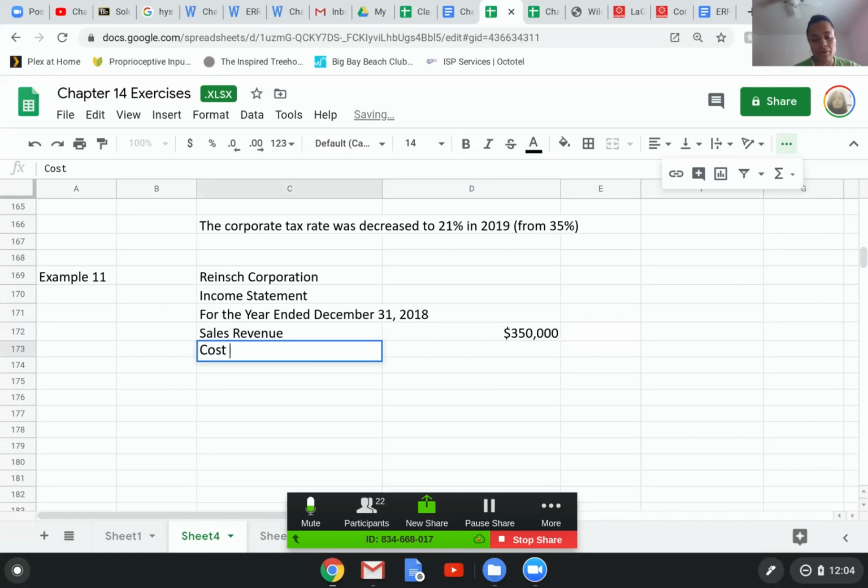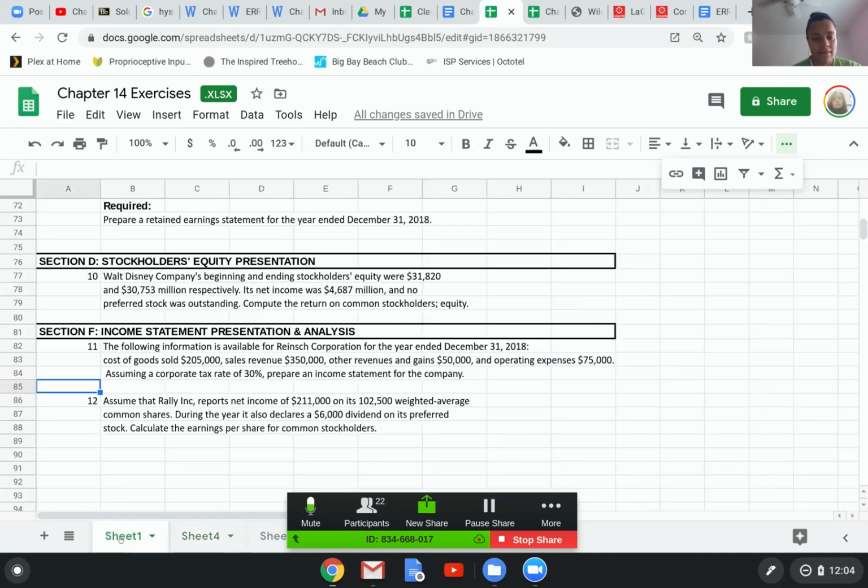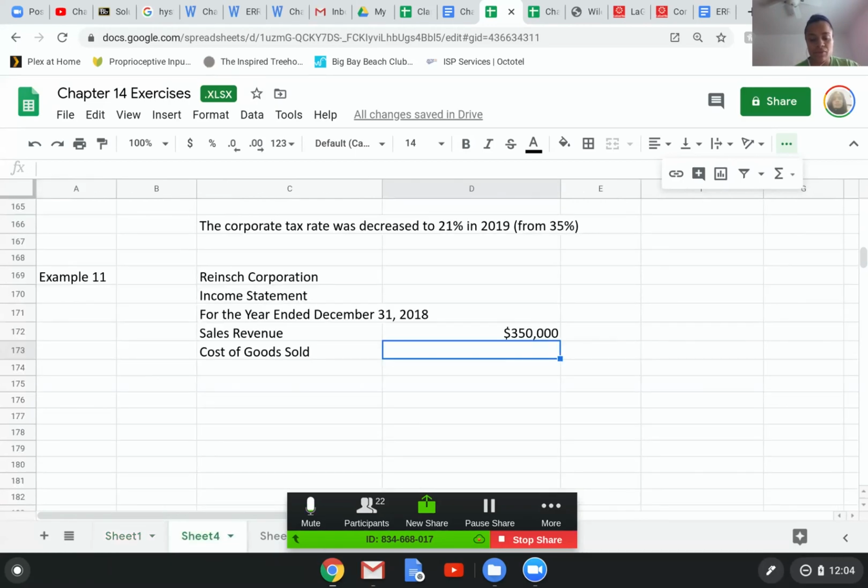And so now the cost of goods sold is next, because remember, this is a multi-step income statement. Multi-step meaning that there are a number of steps, a number of additions and subtractions before you get to net income. It's not just sales minus expenses is net income. That would be a single step. So the multi-step requires some additional work from us. So cost of goods sold is 205,000.